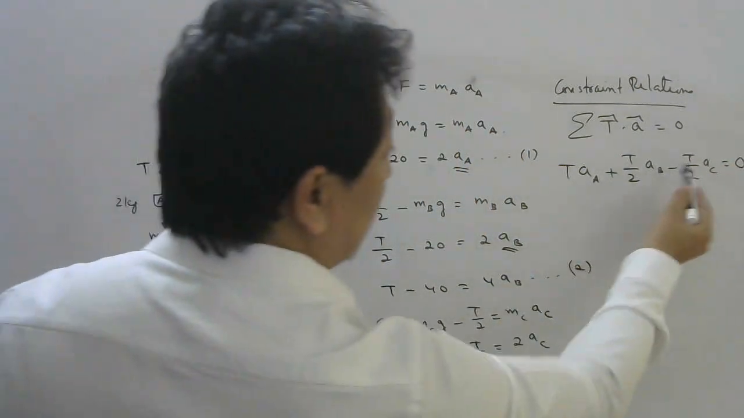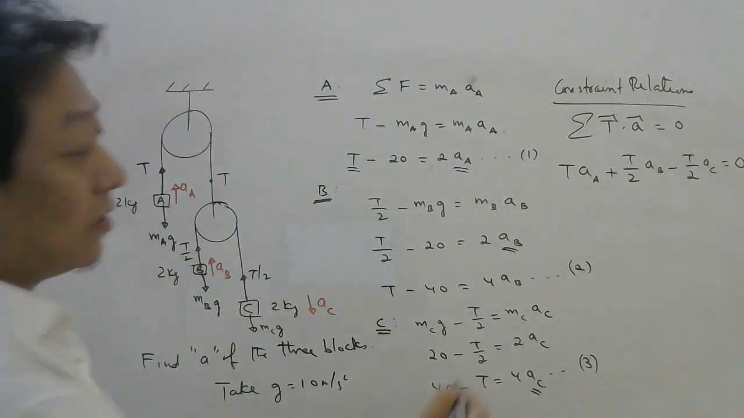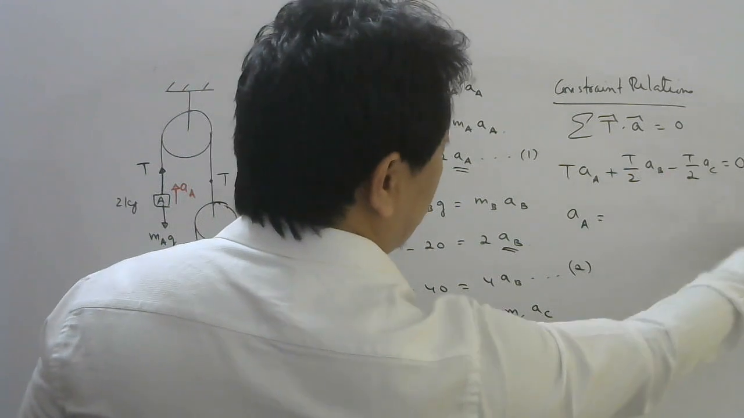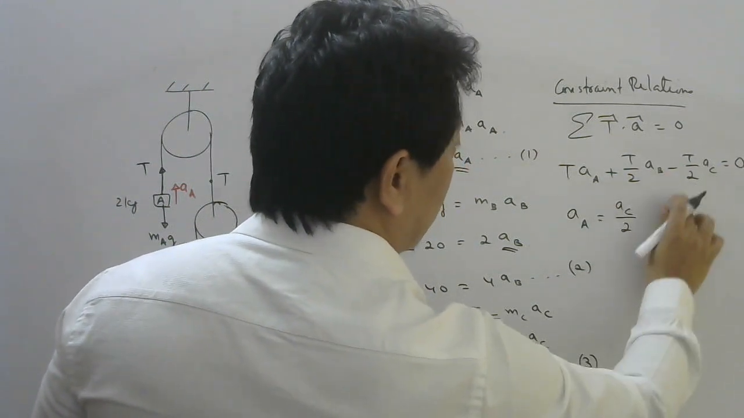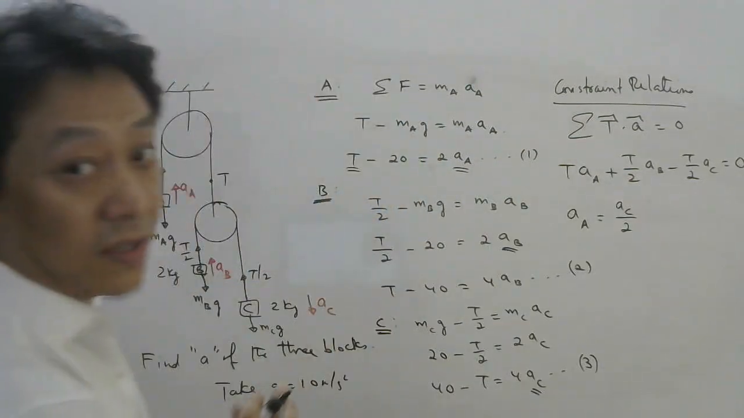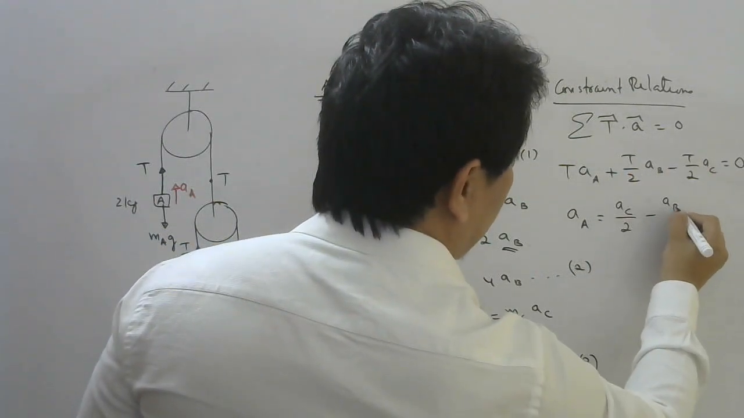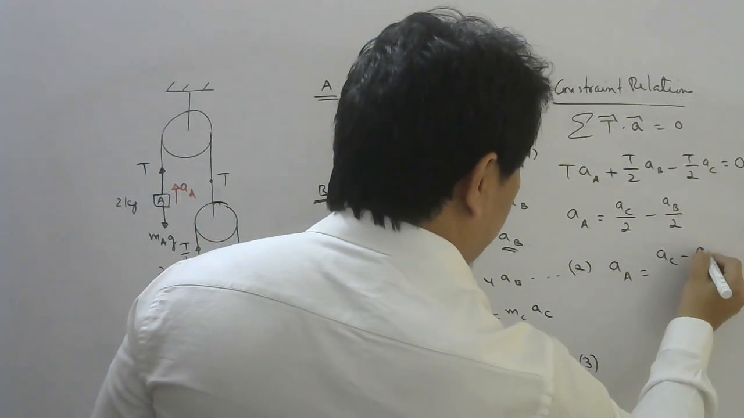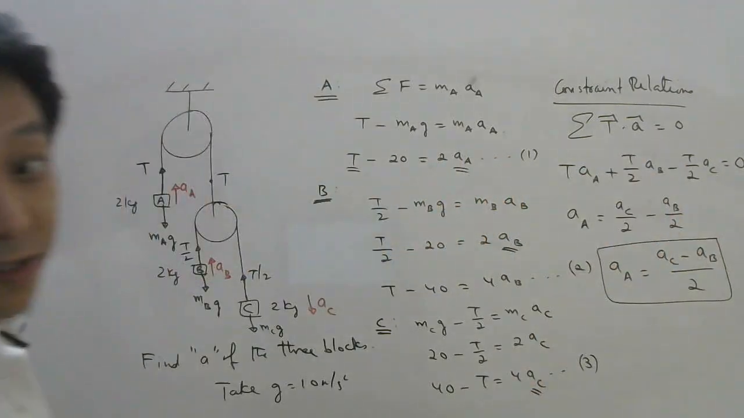Now you can see T is common. So if you take T common and divide 0 by T, again you will get 0. So acceleration of A will be what? Take AB by 2 this side, AC by 2 that side. So AC by 2 when it goes that side will become plus AC by 2. AB by 2 when it goes that side will become minus AB by 2. So acceleration of A will be (AC minus AB) divided by 2. So that's my constraint relation.